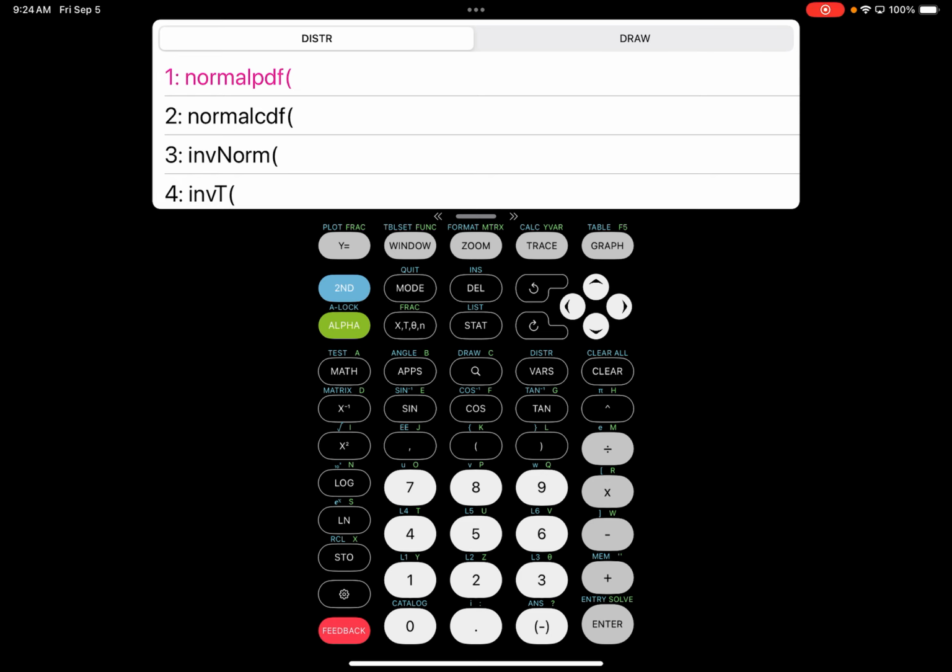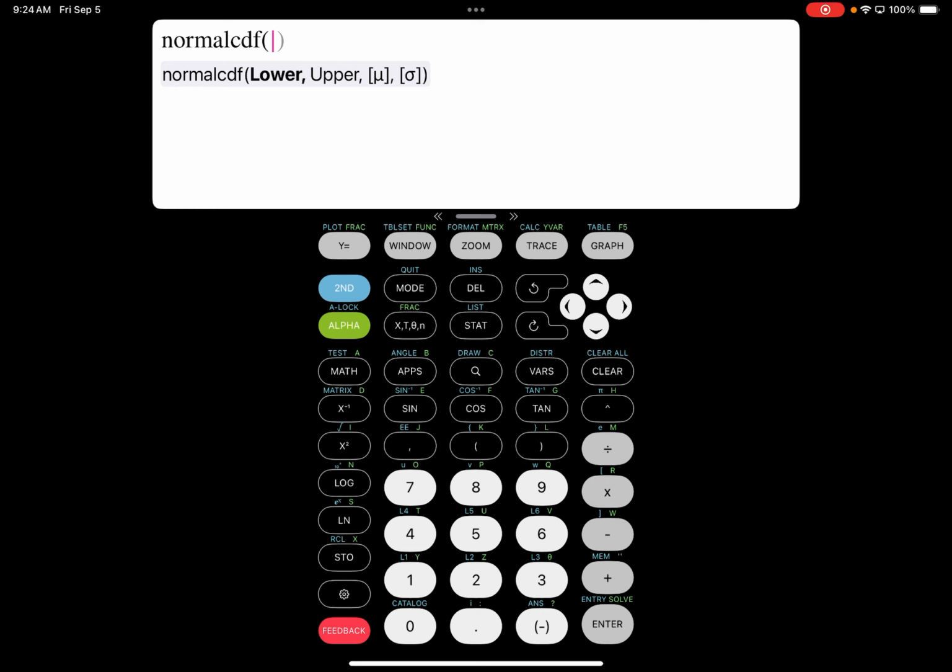So CDF stands for cumulative. That means it's adding up all the area until we get to 0.54. So we're going to do CDF. And now yours should have prompts. Mine doesn't just because it's an iPad emulator. But it should ask you 4 things. So the first thing you should have is -1e99. Most likely your calculator already has that there because that's kind of how the base operation starts.